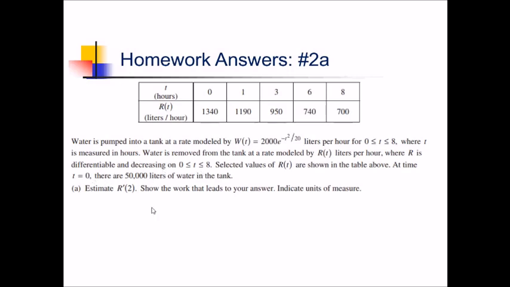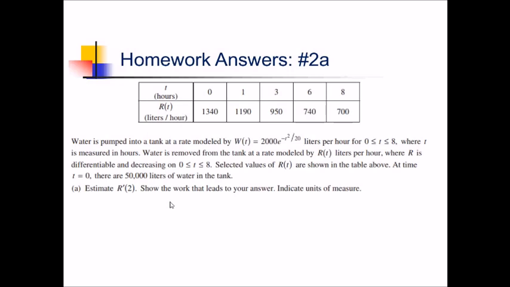So for our first problem, we just want to find the estimate for r prime of 2, and then show the work and indicate units of measure. Okay, so first of all, what are the units of measure going to be? Well, the r function itself is liters per hour, so this is the rate of change in liters per hour over time. So we're going to expect units of liters per hour squared.